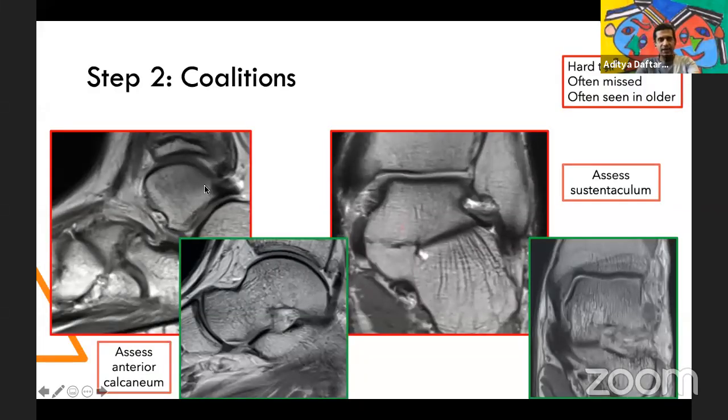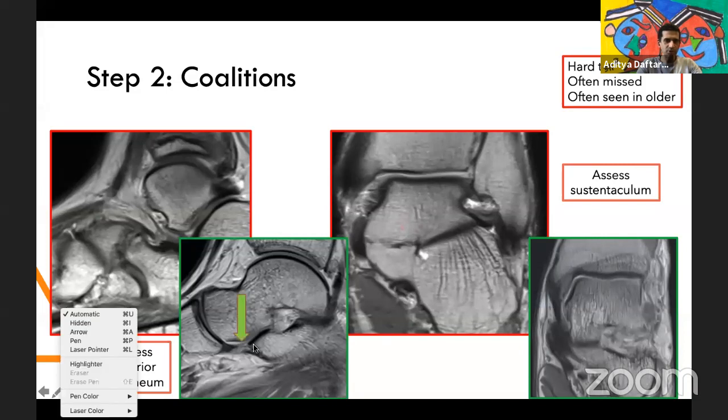So here is basically how well you can see coalitions. Let me just share my screen again. So here is a slide that shows coalitions, and what you see on the sagittal images is this calcaneonavicular joint in this area, this little thing here, which would essentially be this.